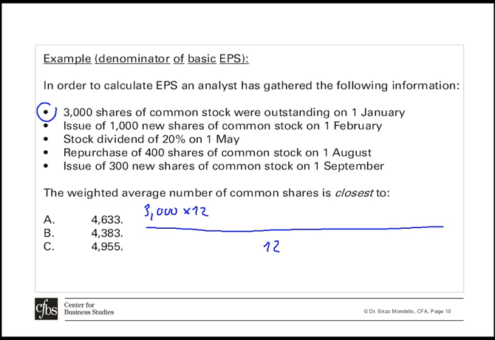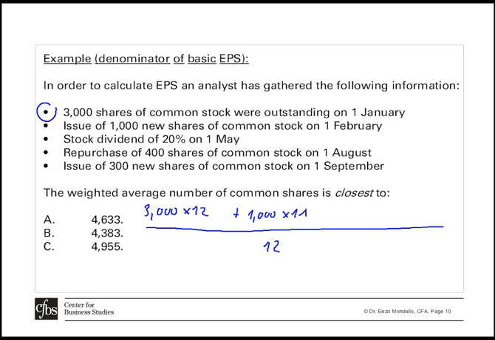Then we know that the firm has issued 1,000 new shares of common stock on 1st of February. So we are adding to the 3,000 times 12 months the 1,000 shares. And then from 1st of February until the end of the year, we have 11 months, so times 11. Then we know that a stock dividend of 20% took place on 1st of May.